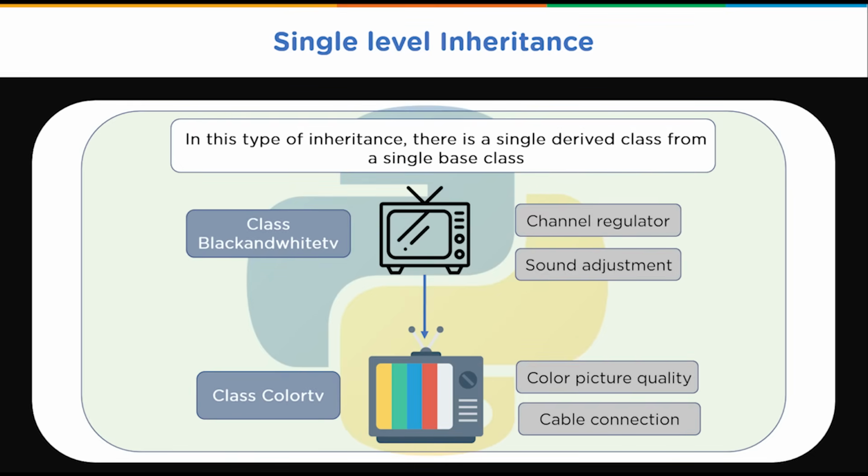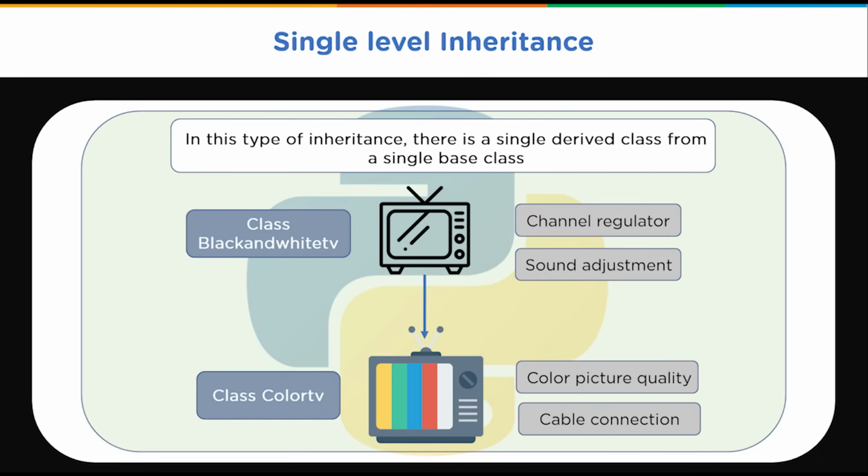So for example, you can assume there is a class called black and white TV. And what are the attributes of a simple black and white TV? It has a regulator, it has a sound adjustment. Now, there is a child class called color TV which inherits the basic attributes.